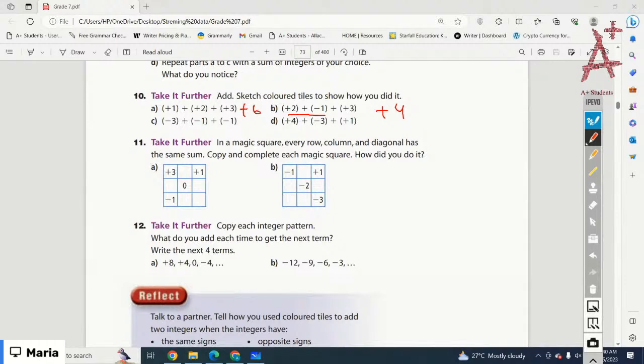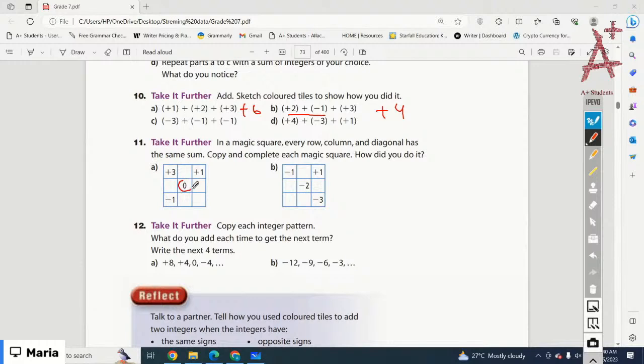In a magic square, question number 11, every row, column, and diagonal has the same sum. Copy and complete each magic square. How did you do it? Every row, column, and diagonal has the same sum.